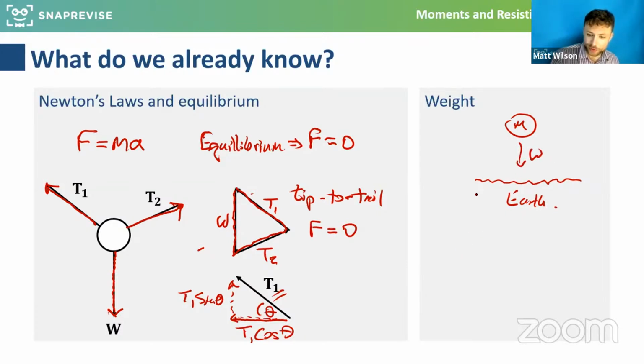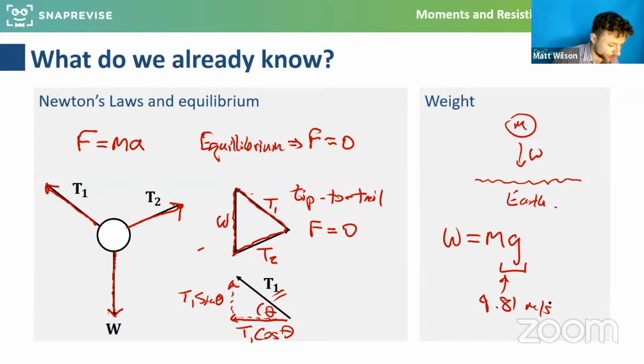And can anyone say what the formula is for the weight? How can I calculate the weight? If I know the mass, what is the force that this mass will feel towards the Earth? Good, absolutely right. The force is mass times the gravitational acceleration, where this g thing here is a number. You can think of it as the acceleration, and it's 9.81 meters per second squared.